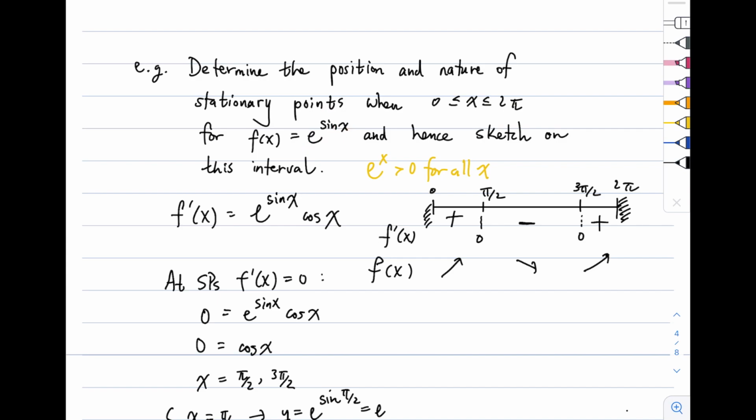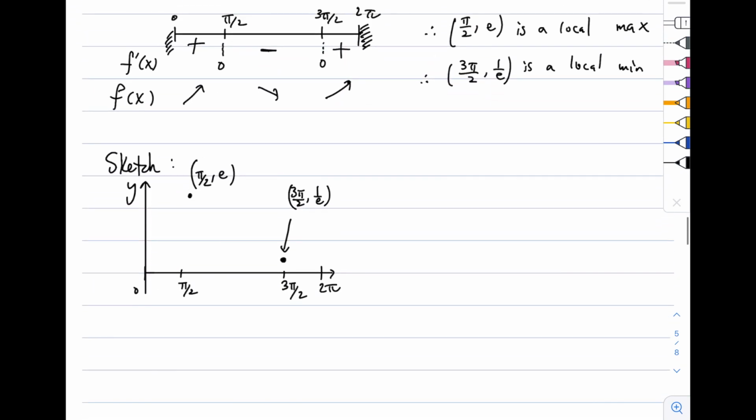E to the power of 0 is 1. So when x is 0 or 2 pi, it doesn't matter either way, the y value is going to be 1. You can just plug it into the original function to confirm. You just have to be careful that you plot 1 in roughly the correct spot. So 1 is going to be somewhere in between 1 over e and e, roughly maybe there. And so here you go, 2 pi comma 1, and then 0 comma 1.